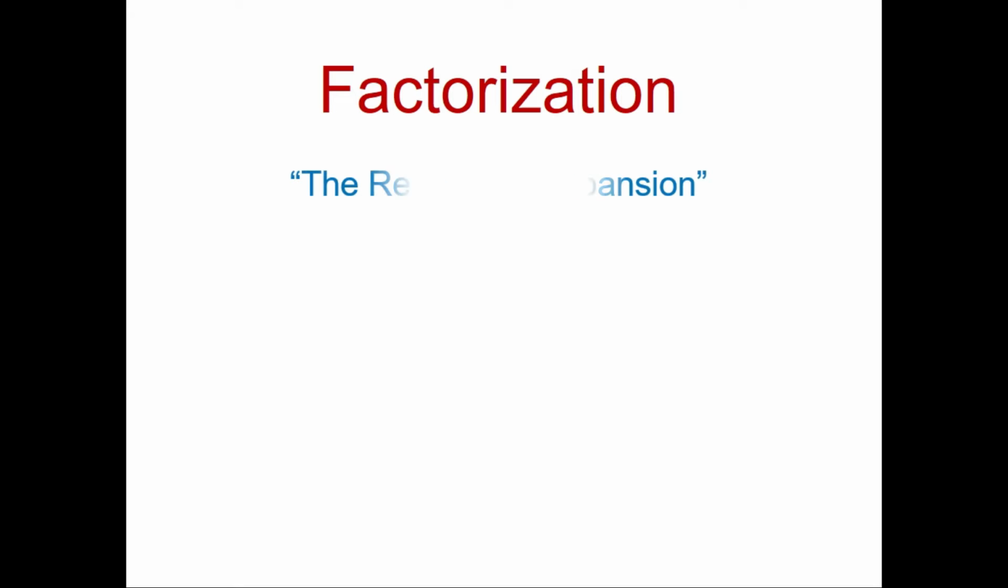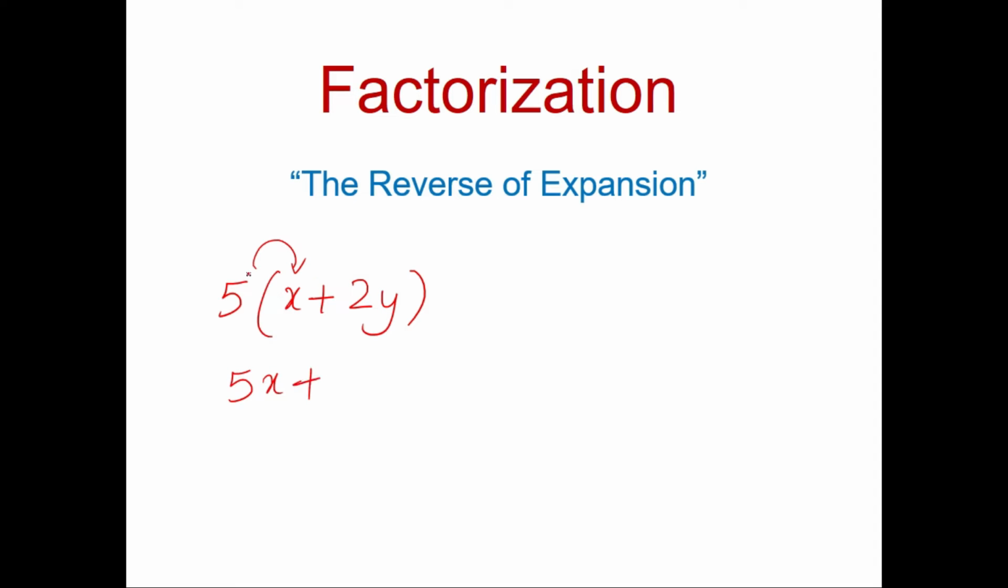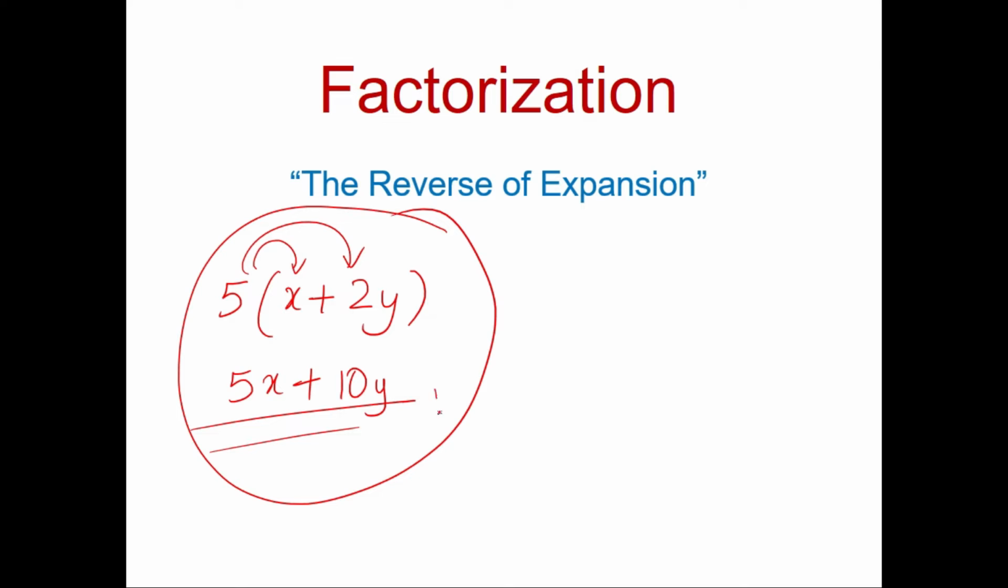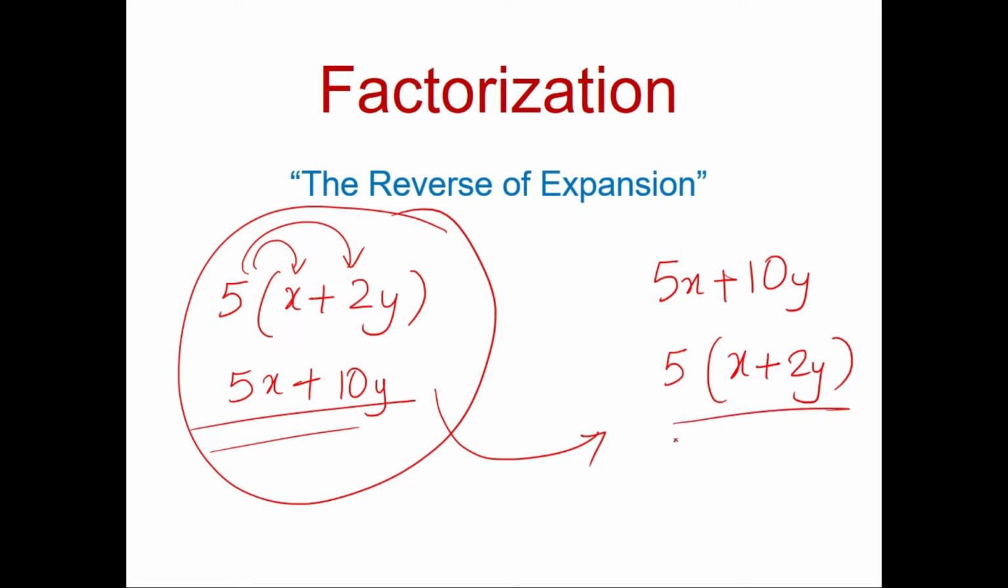Now factorization is also called the reverse of expansion. Why is it so? If you have 5(x plus 2y) and you're asked to expand it, it becomes 5x plus 5 multiplied by 2y, which is 10y. So this is an expansion. Now factorization is just the reverse of it, where you will be given 5x plus 10y and you are asked to write it as a product. You take the common factor and this is how you do it. So this is why you call factorization the reverse of expansion.